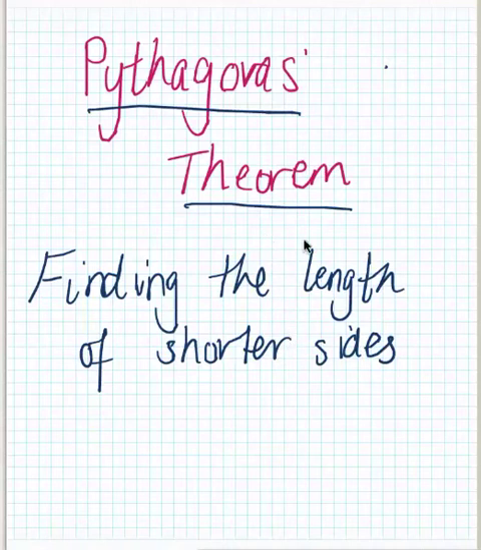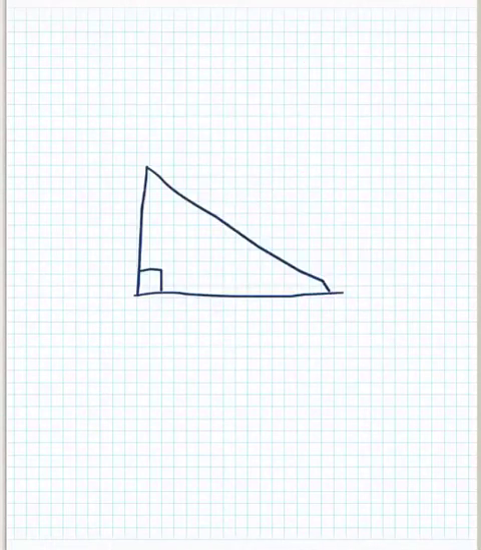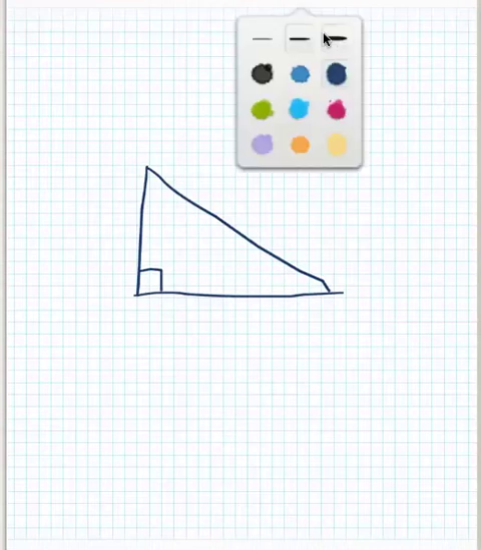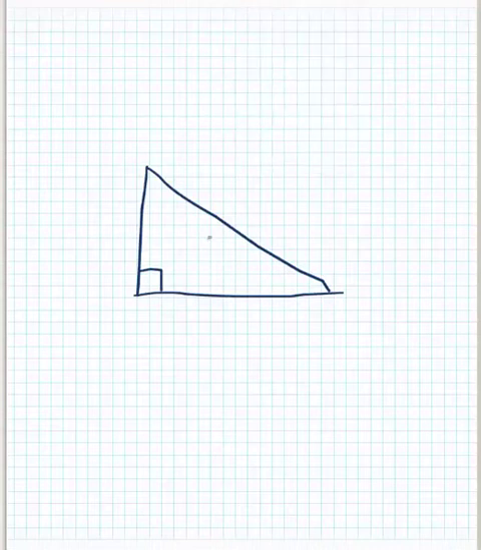Hi, this session is continuing with Pythagoras' theorem, and now we are finding the length of the shorter sides. We've learned how to find the length of the hypotenuse, which is the longer side, so now we will be finding the other sides. Now, just to quickly recap, Pythagoras' theorem always relates to a right-angled triangle.